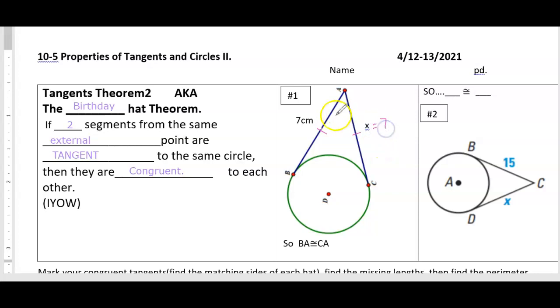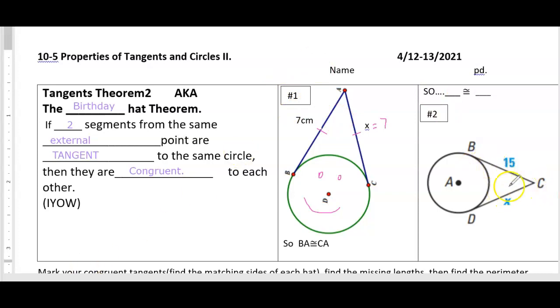I call it the birthday hat theorem because it looks like a birthday hat. See, if you put little eyes and a mouth, this is a person, and there's his birthday hat. The sides of a birthday hat are always congruent. Let's try number 2.